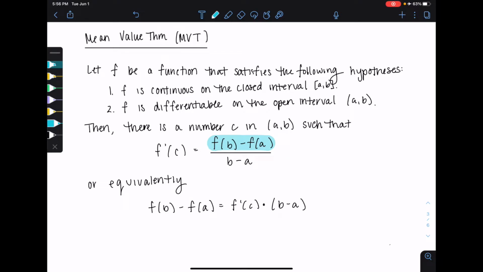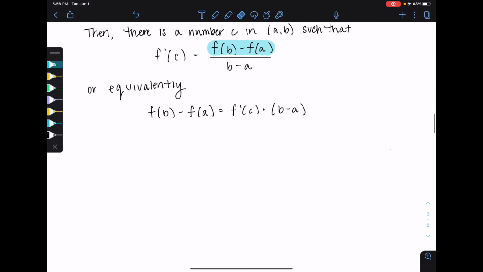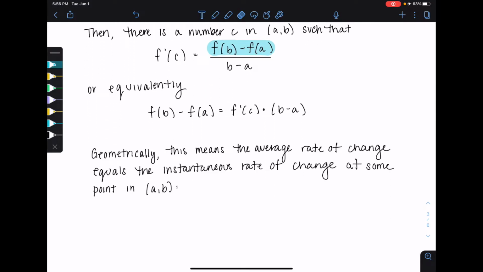If you think of the word mean, it talks about average value. So remember this right-hand side is just going to be the slope of a secant line. It's what we use to come up with our derivative. So geometrically, this has an interpretation based on the graph of the function. It means the average rate of change, which is that slope of the secant line, is equal to the instantaneous rate of change at some point inside your interval. So instantaneous is the derivative, and the right-hand side is that secant line.